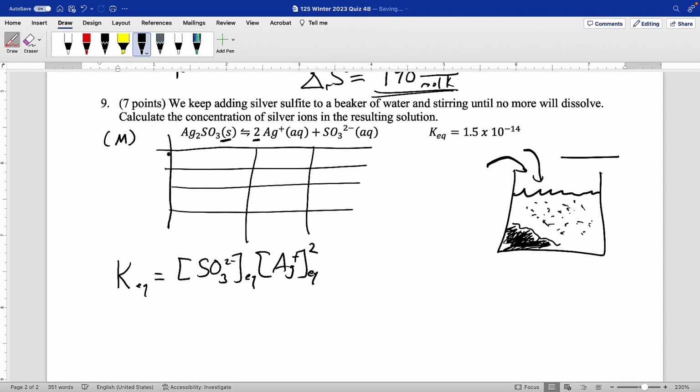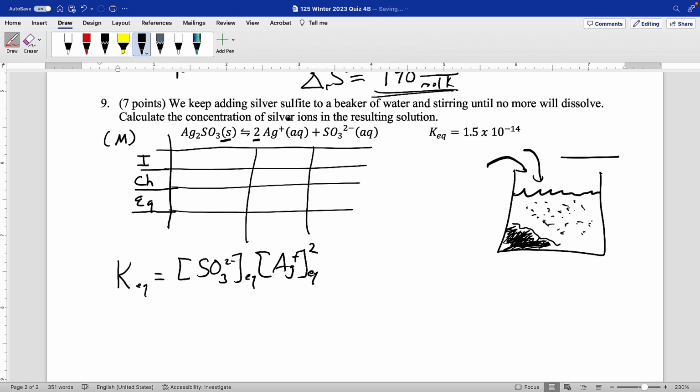So we'll put a little note to ourselves that we're going to start off at our initial state. We're going to see how much things change during the reaction. And then we're going to get to equilibrium. So you could call it an ICE table if you want. In this case, we're looking at the solubility of silver sulfite in water. Now I could ask the solubility of silver sulfite in a sodium sulfite solution or in a silver nitrate solution. But I didn't.